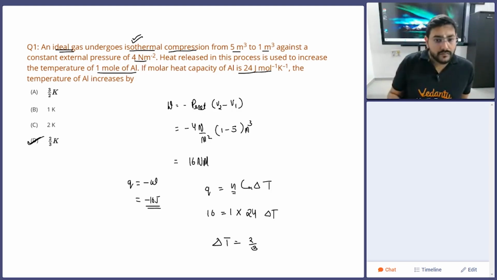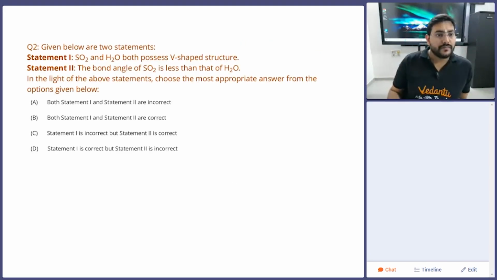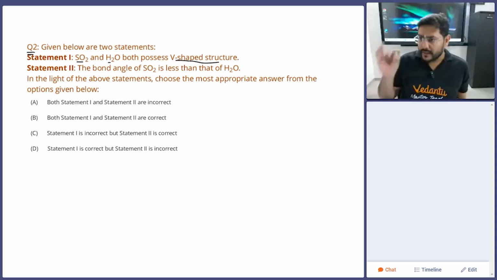Now next question. Question number 2. Given below are two statements: SO2 and H2O both possess V-shaped structure. First of all, we are going to check whether the molecule contains V shape or not. We can say V shape, we can say bent shape, we can say angular shape.